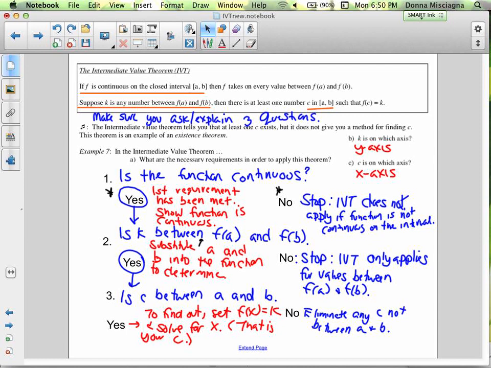And then finally, is c between a and b? So to find out, set f of x equal to k and solve for x. That's your c. Maybe you've got 2 c's. Maybe you've got 3 c's. You're going to eliminate any c that's not between a and b. That's not your c. That's just some other c. All right, so let's take a look.